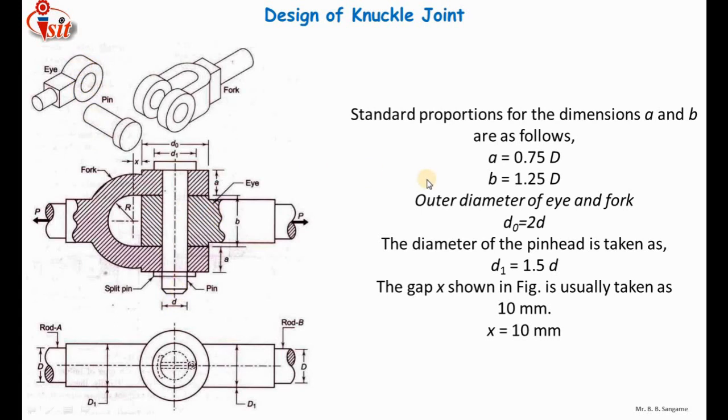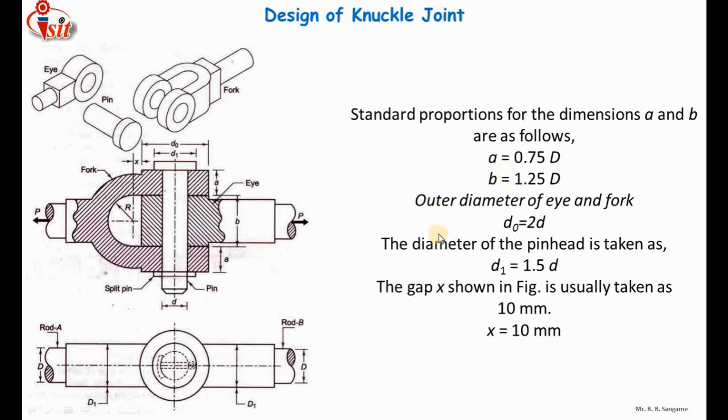Let us discuss the thickness of eye and fork. Here you can see that A is the thickness of fork, which equals 0.75 into capital D, where capital D is the diameter of rod. In the first video, I discussed how to calculate the diameter of rod. Once you calculate it, put the value of diameter of rod here, and you will get the value of A, the thickness of fork. B is the thickness of eye, which is 1.25 into D, where D is the diameter of rod. So once you calculate the diameter of rod, you can calculate the thickness of eye and the thickness of fork.